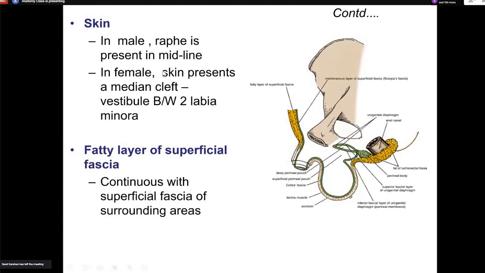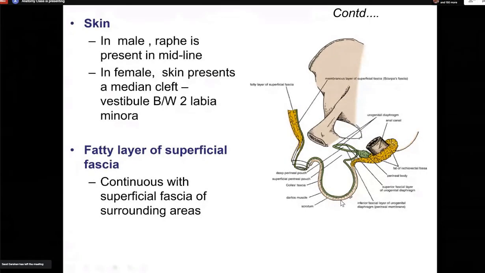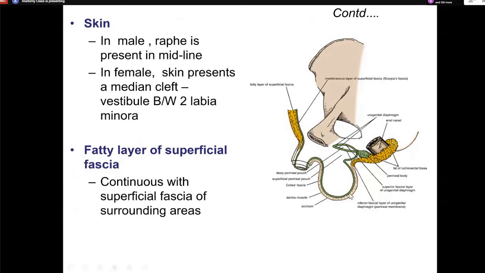Now next is the fatty layer. Just see in this diagram. This one is the skin and this one is the fatty layer of the superficial fascia. When you keep on tracing the fatty layer of the superficial fascia, it will continue anteriorly with the fatty layer of the scrotum and the fatty layer of the penis as well in the case of the male. So we can say this will continue with the superficial fascia of the surrounding areas.